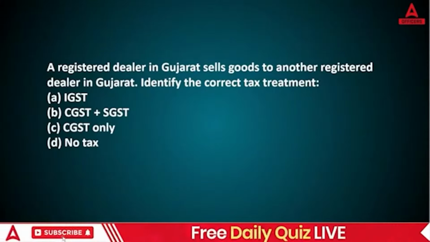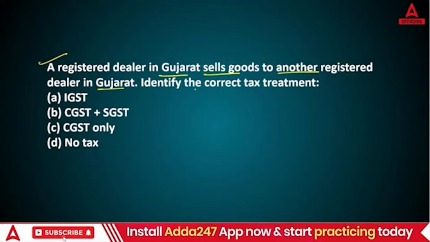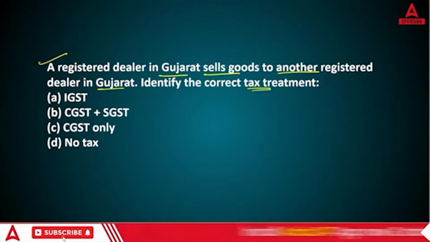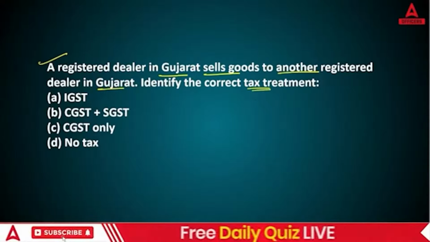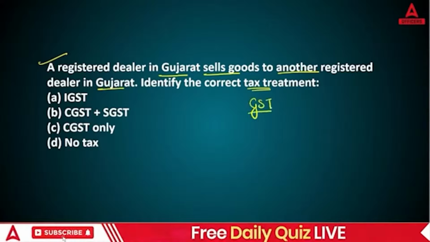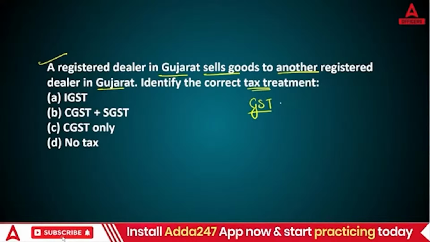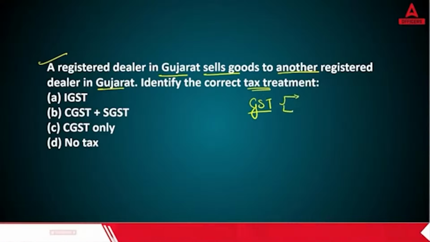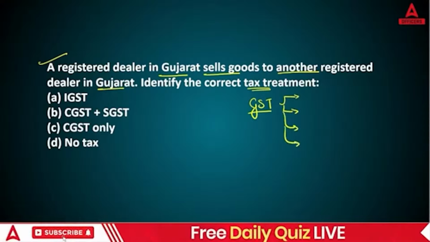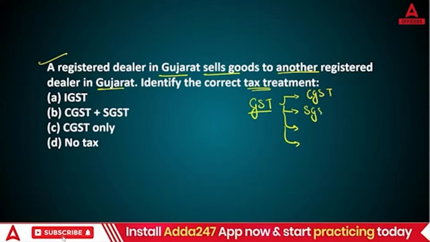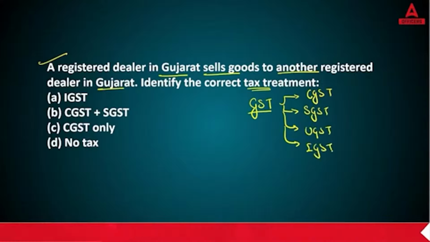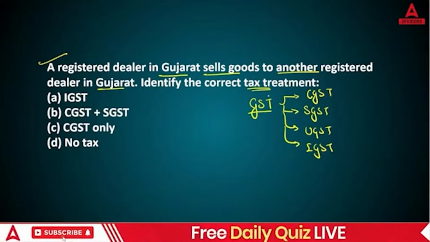A registered dealer in Gujarat sells goods to another registered dealer in Gujarat. Now identify the correct tax treatment. Okay, this question is based on GST. Under GST, you have 4 types of taxes: CGST, SGST, UGST, IGST. These are the 4 types of taxes that are covered under GST.